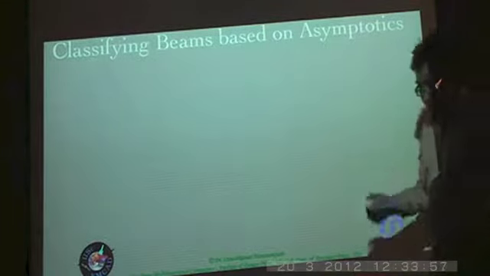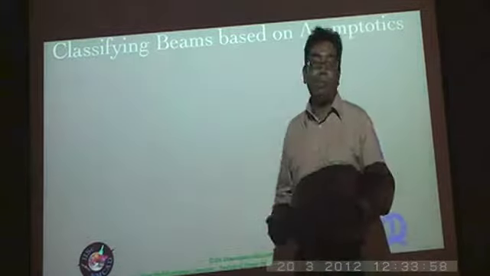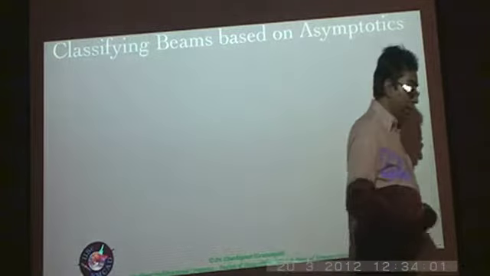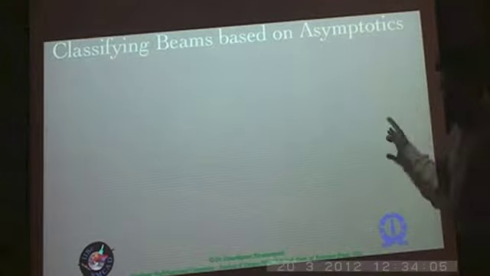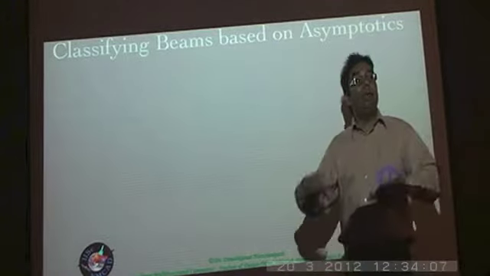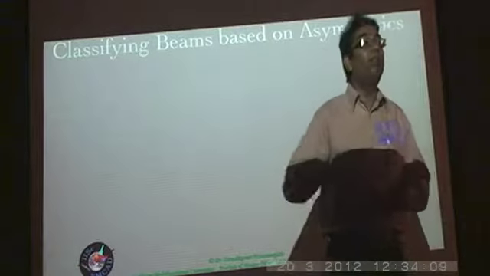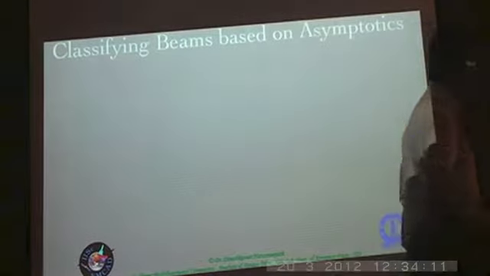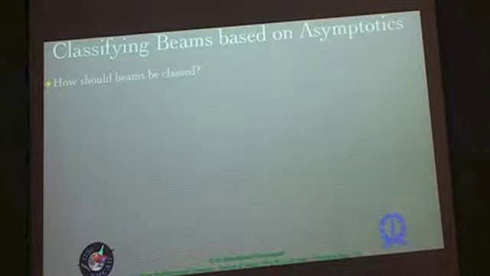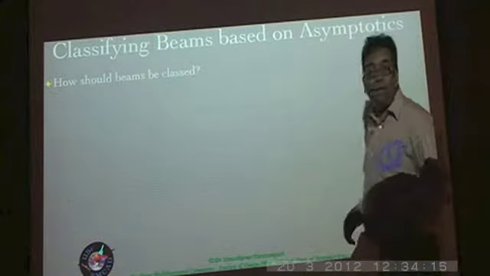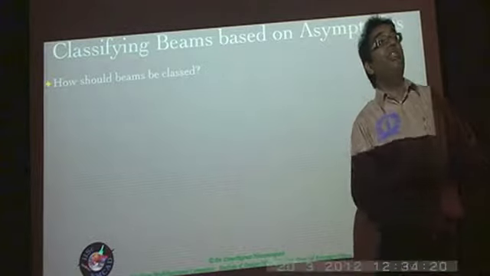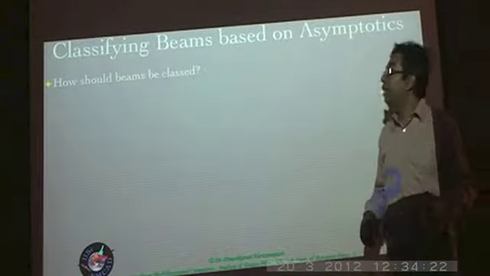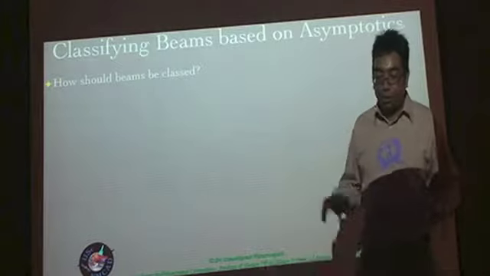Of course, beams are classified based on many other aspects as well, not only by our group of researchers, but by many others before us as well. But purely based on the asymptotics, in terms of the contribution to the energy, there is a way of classifying the beams, and that's basically what we look at here. So first of all, how should beams be classed? As I said, there are many bases on which you can do this classification, but the basis here is purely asymptotics.